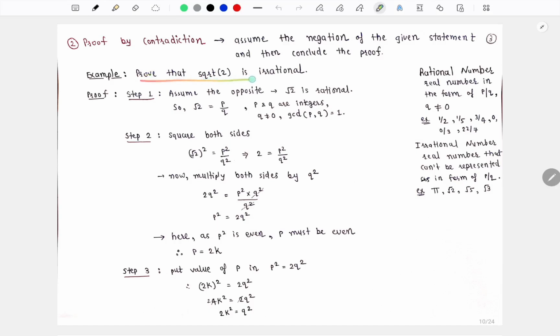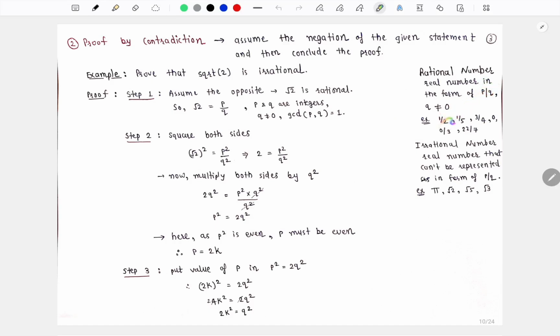Prove that square root 2 is irrational. It is saying that we have to prove that root 2 is irrational. Before we prove root 2 is irrational, we have to understand some concepts. What is a rational number? A rational number is in the form of p by q, where q is not equal to 0 and the greatest common divisor of p and q is 1. That means the common factor of p and q should be 1 only, not other than 1.